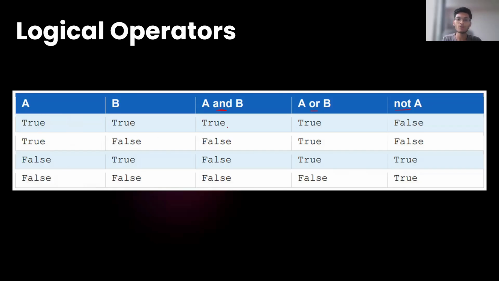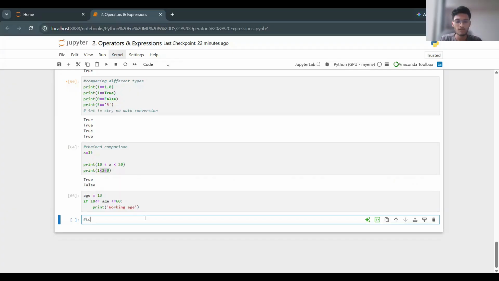True, true, true; true, false, false; false, true, false; false, false, false. And if it is an or, if anyone is true, then it is true. Both are false, then false. And not is basically the opposite. Let us try to understand logical operators with examples. Now we'll cover the logical operators.